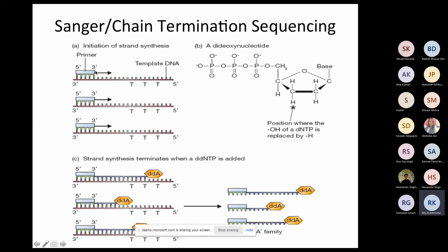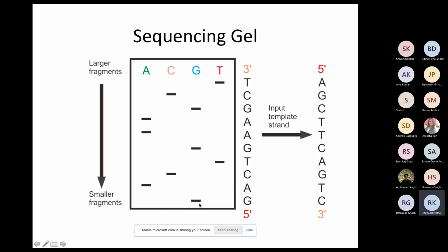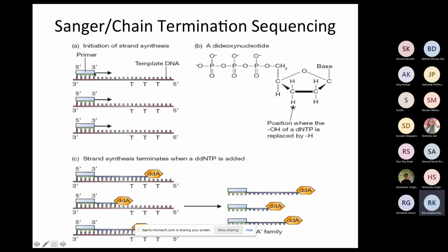Okay, so obviously the fragment of this size is the one which is closest to where the primer was complementary. So it means the sequence would be G, then A, then C, then T, then G, and A, and so on. Okay. And so this is the sequence of the complementary strand, because I know the identity of the nucleotides at which this particular fragment is ending.